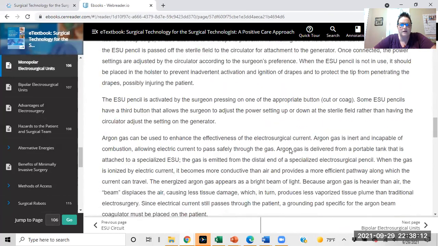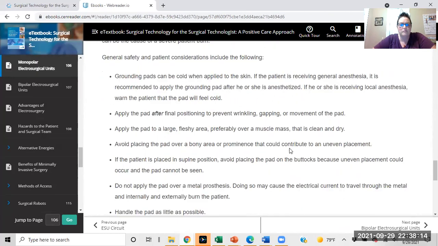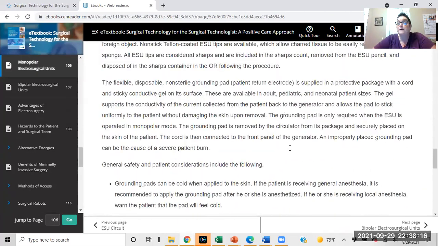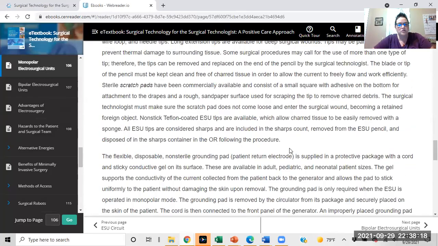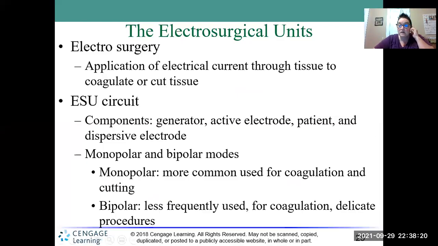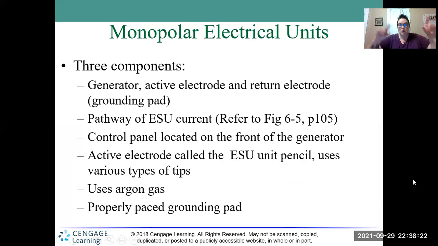Let's see if they have one of a bipolar. Oh, they don't show one. I was looking at that online. Sorry about that. So you can see that the patient is part of that pathway as well. It does have a control panel on the generator itself, which is the unit device.